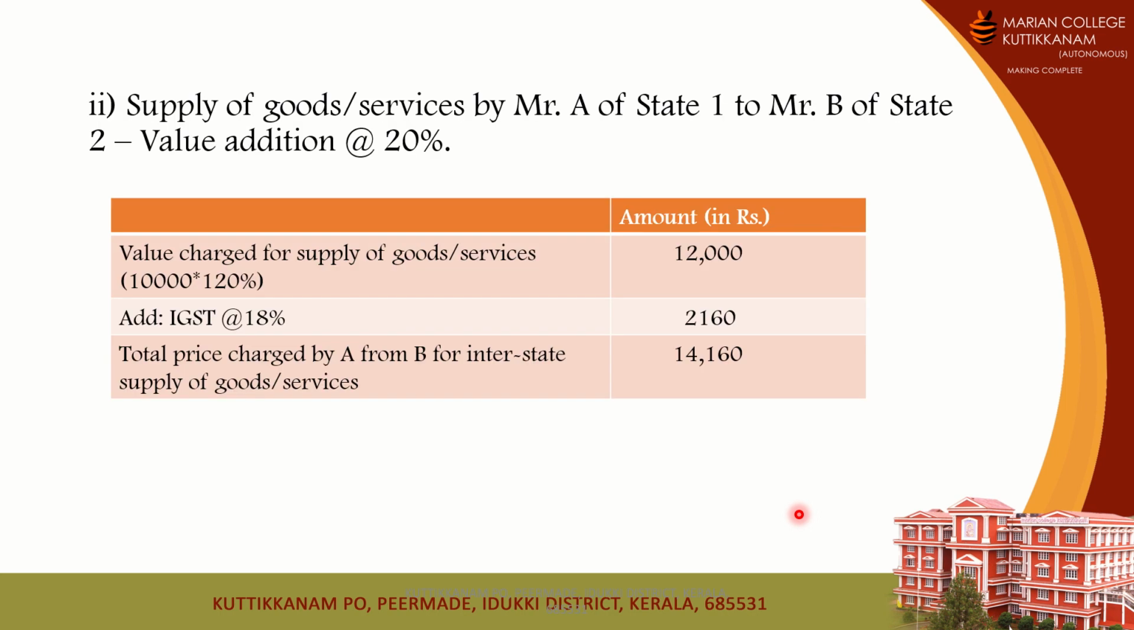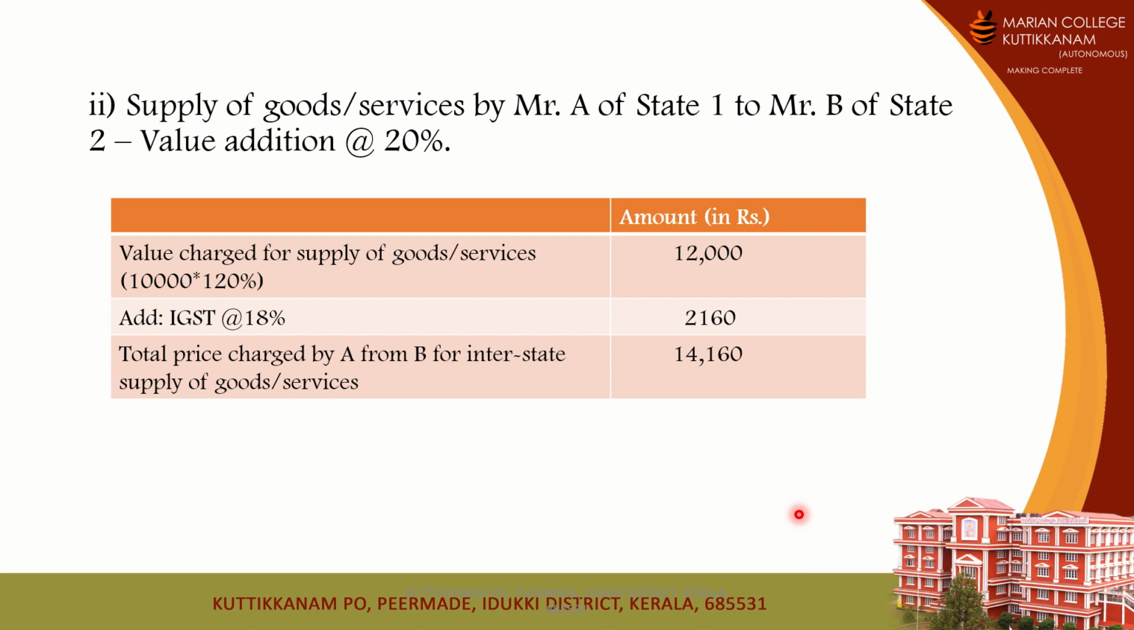Then, this is the second stage where the supply of goods or services by Mr. A of state 1 to Mr. B of state 2 occurs at a value addition of 20%. So remember, here the transaction is between Mr. A and Mr. B and they belong to different states. Okay, different states. That means interstate. So in the case of interstate supply, what type of tax is charged? That is IGST. Okay. So here after value addition, the value charged for supply of goods or services becomes 12,000 rupees.